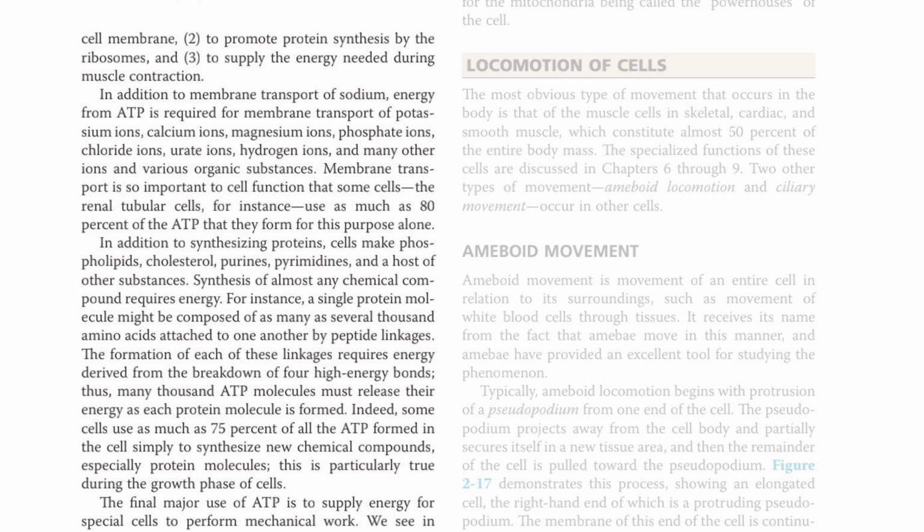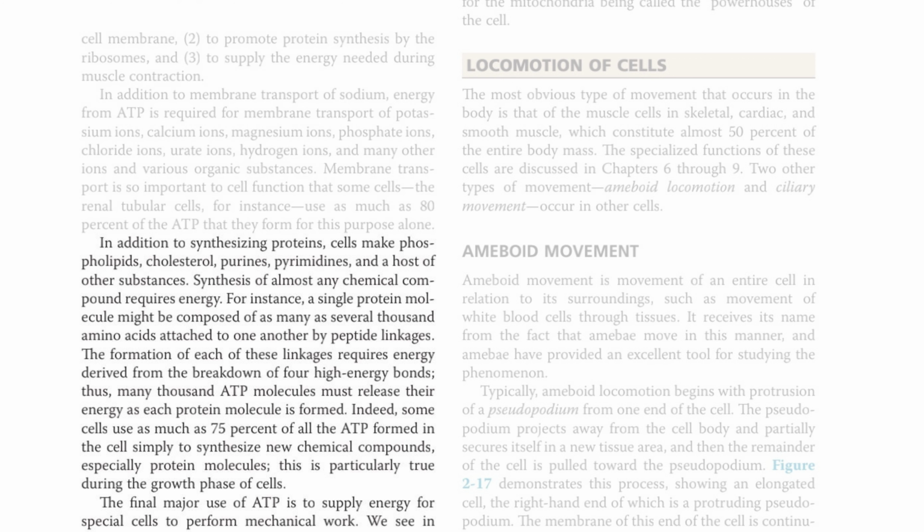In addition to membrane transport of sodium, energy from ADP is required for membrane transport of potassium ions, calcium ions, magnesium ions, phosphate ions, chloride ions, urate ions, hydrogen ions, and many other ions and various organic substances. Membrane transport is so important to cell function that some cells, the renal tubular cells, for instance, use as much as 80% of the ADP that they form for this purpose alone.